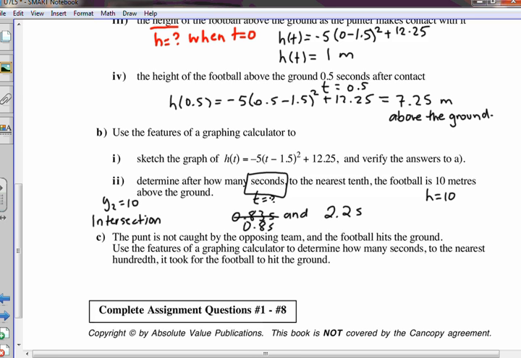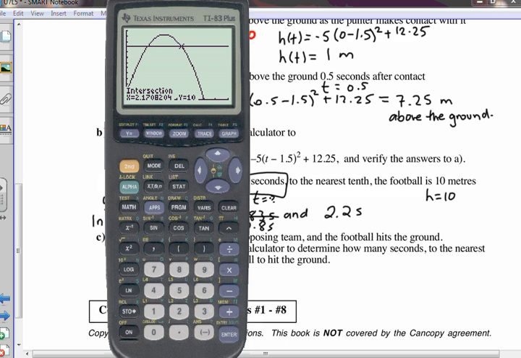So now, we want y is 0, so which function will give us when y equals 0? Second trace 2. Now we have to go on the left side of 0. Now what's the problem with our picture? You can't see, but that's okay. So this is on the left side, enter. I go on the right side, until I can't see it, enter, and then back up a little bit, and there it is. So when does it hit the ground, to the nearest tenth? 3.1.